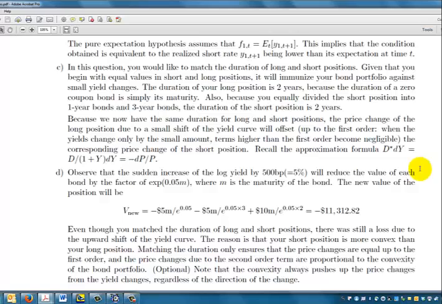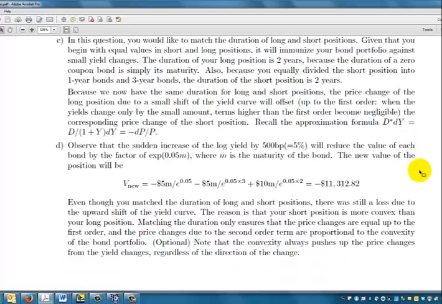All right, now in part C, you're matching the duration of your long and short positions. Remember that these are zero coupon bonds, so the duration of the long position is 2 years because duration equals maturity. And on the short side, you divided it equally into 1-year bonds and 3-year bonds. So again, the duration of the short side is 2 years. Because you've got the same duration for long and short positions, you will be protected against any small change in yields.